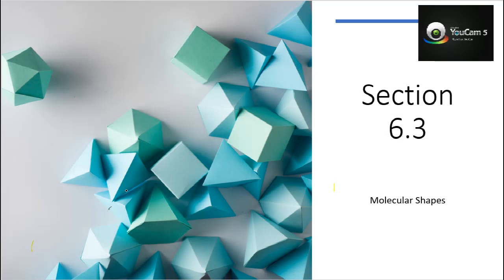Hello, everybody. Today we're going to finish up Chapter 6 on covalent bonding. We're going to talk about the three-dimensional shapes of molecules in section 6.3.